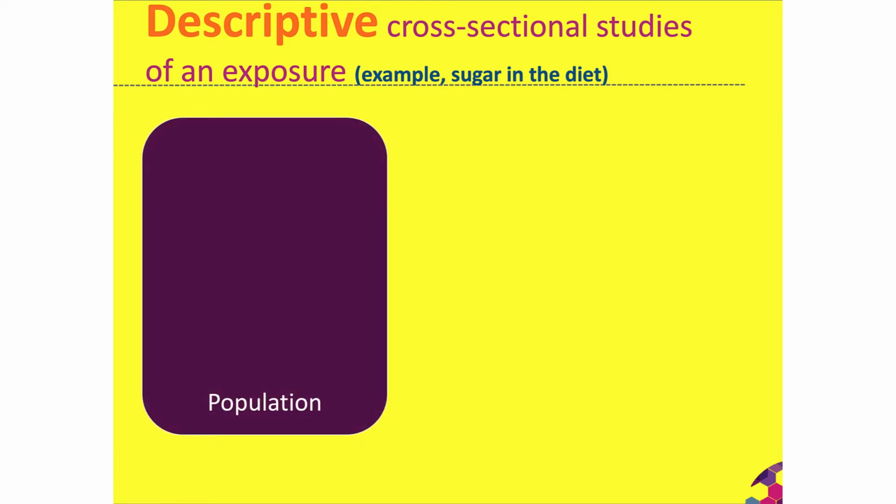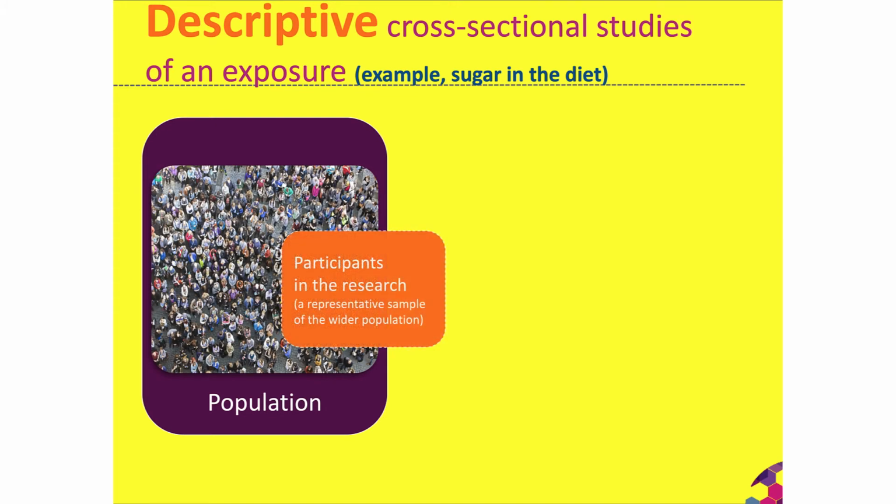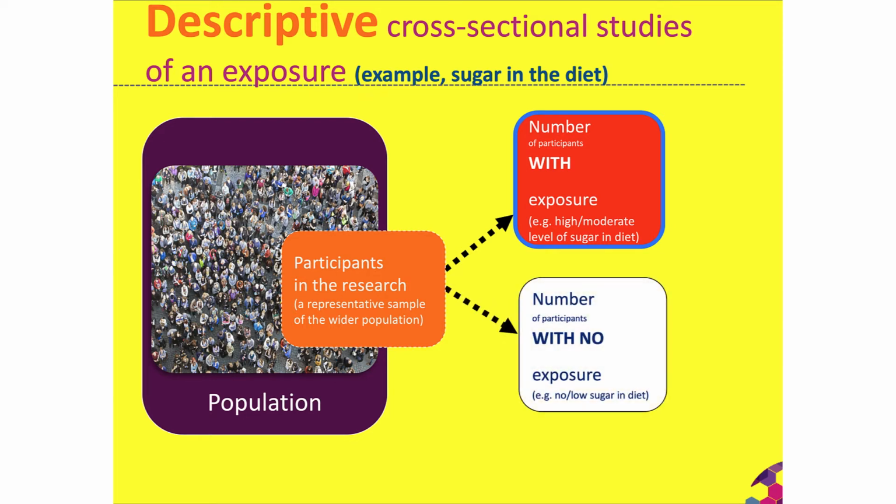So how does it work? Let's look at a visual example. So we have a population. We have our participants who are invited to participate in our research, and ideally they're a representative sample of the wider population. And we'll have numbers of people with the exposure, high or moderate levels of sugar in the diet, and the number of participants with no exposure, no or low sugar in their diet.